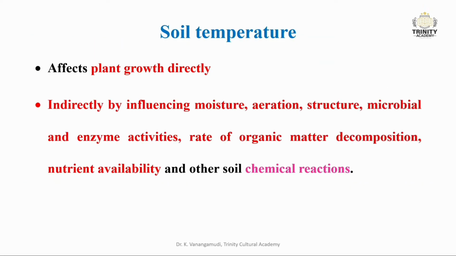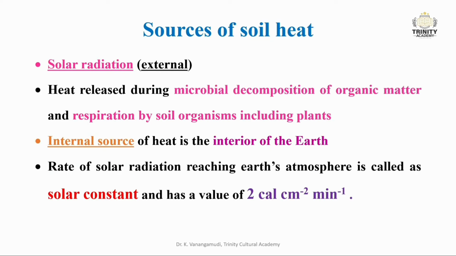The next physical property of soil is soil temperature. Soil temperature directly affects growth, while it has an indirect effect with respect to soil moisture, aeration, structure, microbial and enzyme activities, rate of organic matter decomposition, nutrient availability and chemical reactions. Coming to sources of heat, there are two sources, namely external and internal. Solar radiation and heat released by microbial decomposition of organic matter and respiration of microorganisms are external heat, while internal heat is from the interior of the Earth.